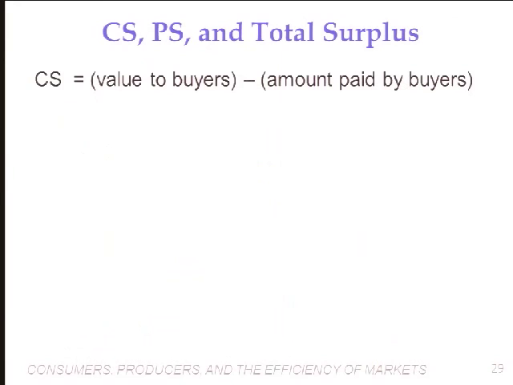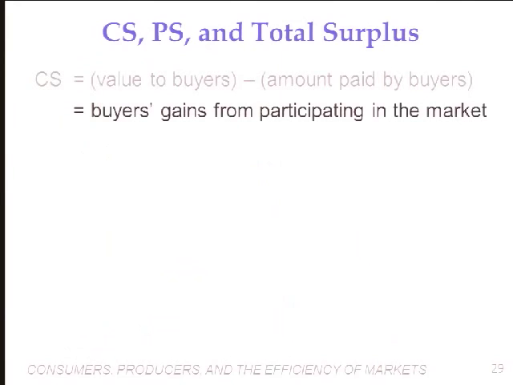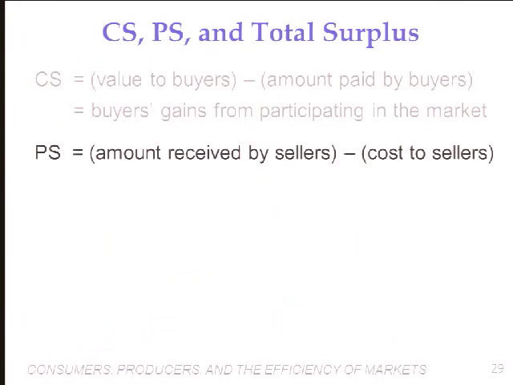Remember, one of the principles in the first lecture is their mutual gains from trade. The mutual gains here are represented by the consumer surplus and the producer surplus. And the total surplus is the sum of both consumer and producer surplus. And it's the total gains from trade in the market. And more simply, for those transactions that are completed, it's the value to the buyers less the cost to the sellers.